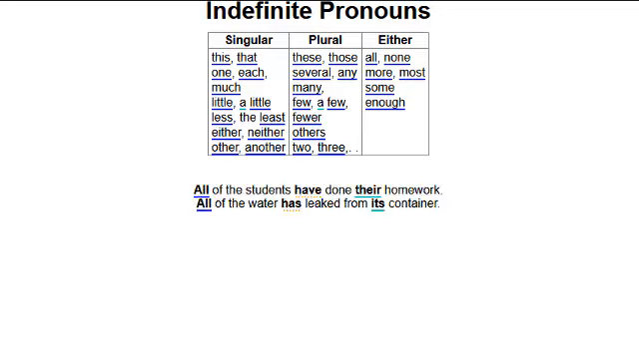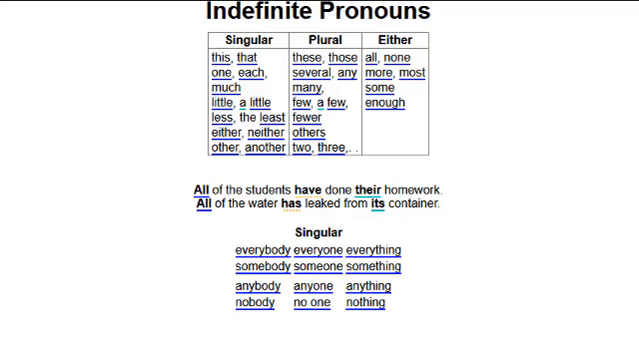Notice how the prepositional phrases after the pronoun all change its number. All of the students have done their homework. All of the water has leaked from its container. The pronoun everybody can refer to a great many people, but like everyone, somebody, anybody, and nobody, it always forms a singular subject. Consider, everybody in our class is here today.